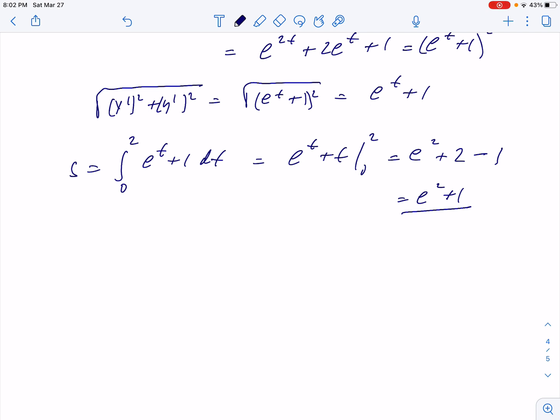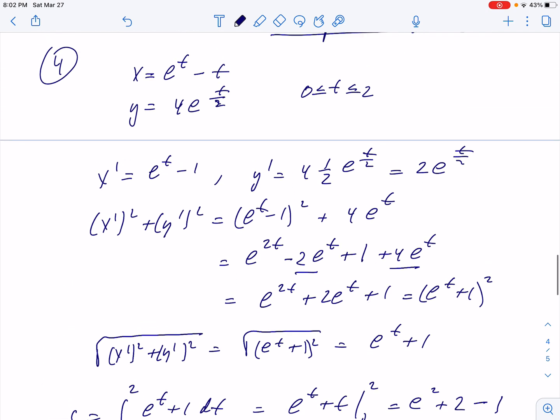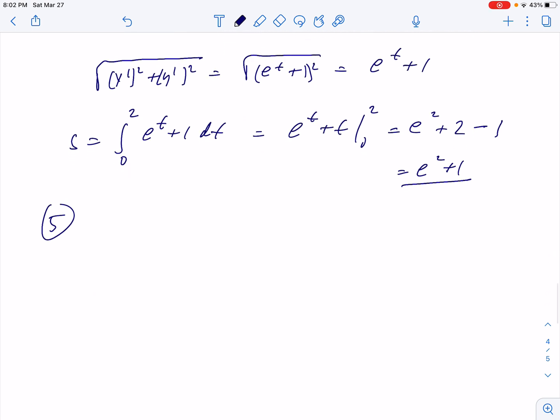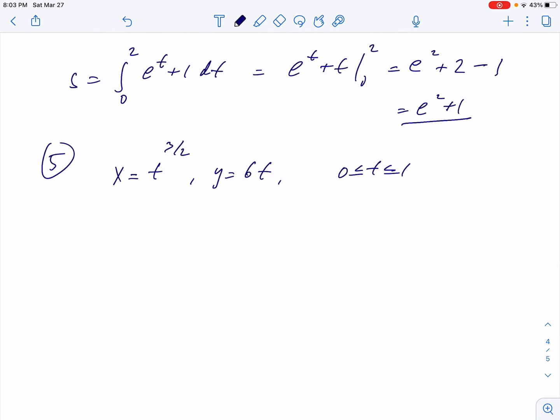And here comes our last example, number 5. Look at this parametric curve: x equals t to the power 3/2, y equals 6t, and t is changing between 0 and 1. Find the arc length. Again, it's always good to compute x prime squared plus y prime squared separately.